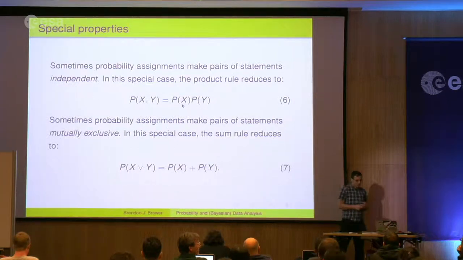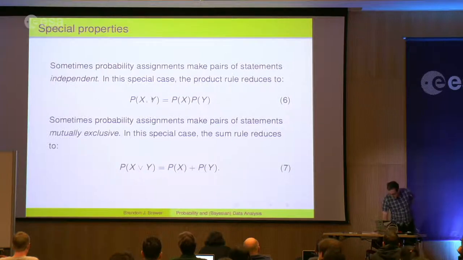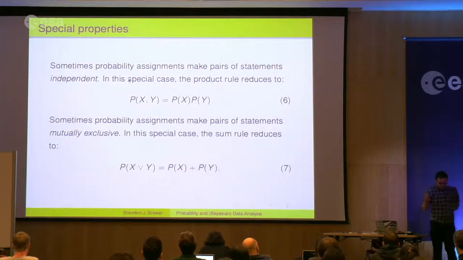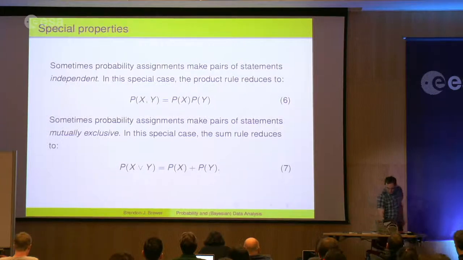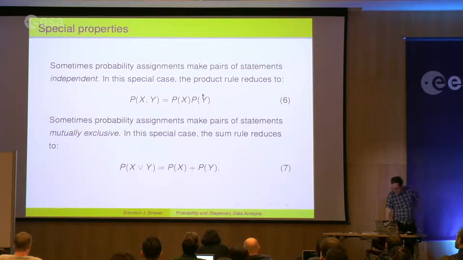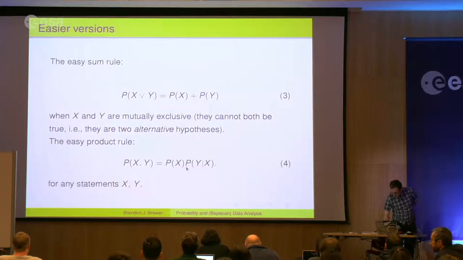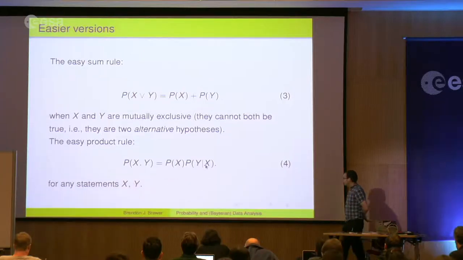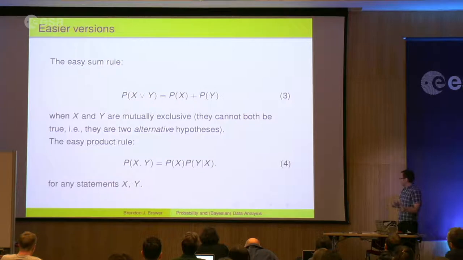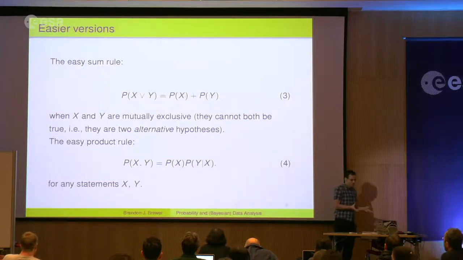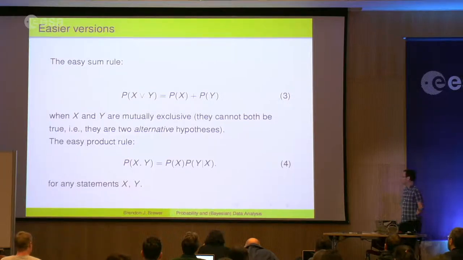There's another property called independence, which says that if I learned that one of my statements was true, that wouldn't affect what I think about the other one. So if two statements are independent, and you have the probability of X and the probability of Y, then to get the probability of X and Y, you just multiply those two probabilities. This is the product rule. It's the same as equation 4, but on the right-hand side, instead of having the probability of Y given X as the second term, I've just written the probability of Y. If the probability of Y and the probability of Y given X are the same thing, they're independent, meaning learning X is irrelevant to Y.